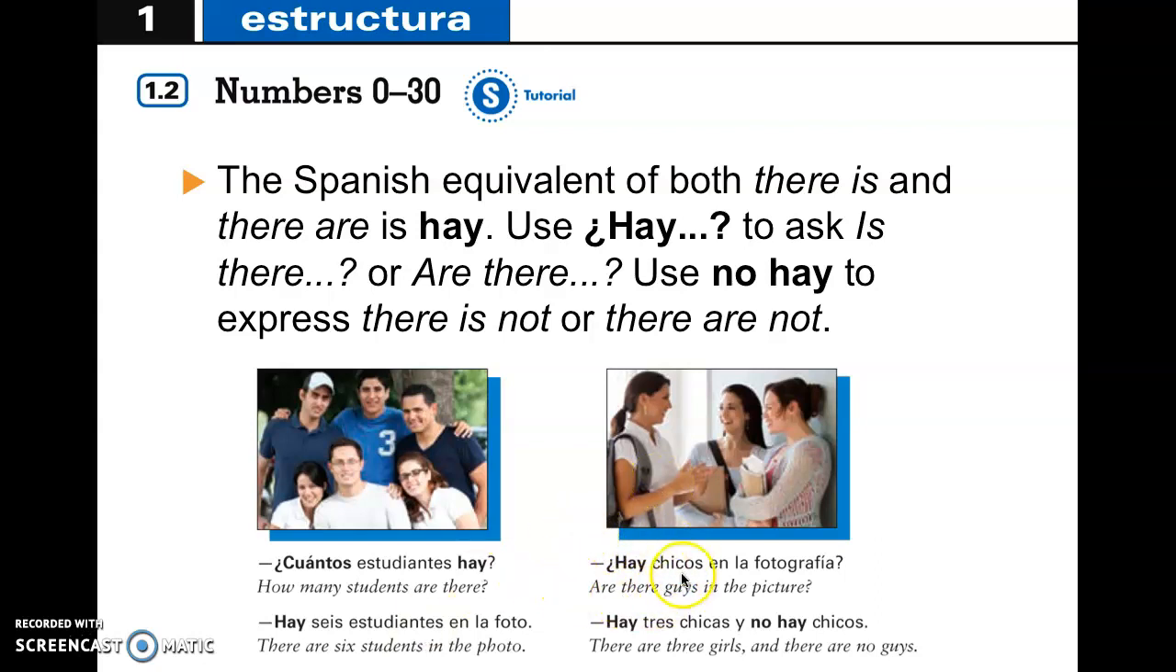Here, it's just a question of, ¿hay chicos en la fotografía? Are there guys in the picture? This is not about how many, the question is, are there? Right? Hay 3 chicas y no hay chicos. There are 3 girls and there are no guys, just to exemplify the use of hay.